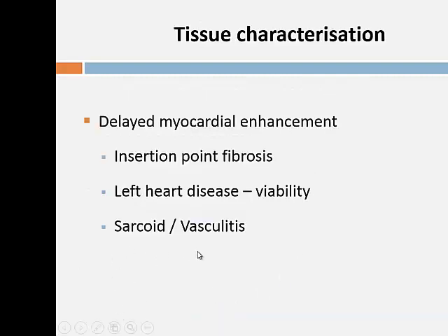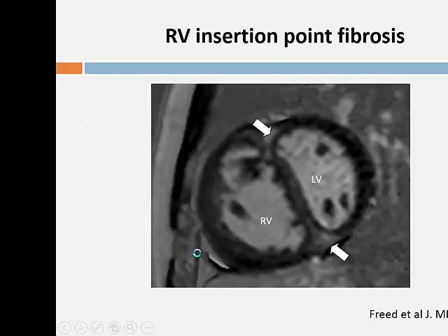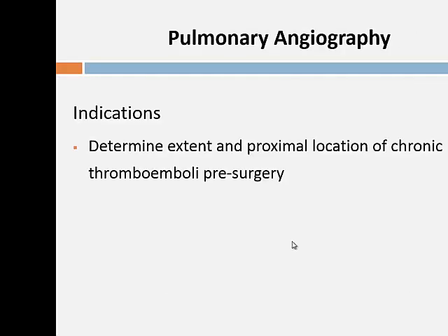Again, you can also do tissue characterization. Again, the role of this is a little bit limited, and we tend not to offer it routinely. You'll see this non-specific RV insertion point fibrosis that we've seen on numerous occasions. It's said to be a marker of poor prognostic outcome compared to other cases without.